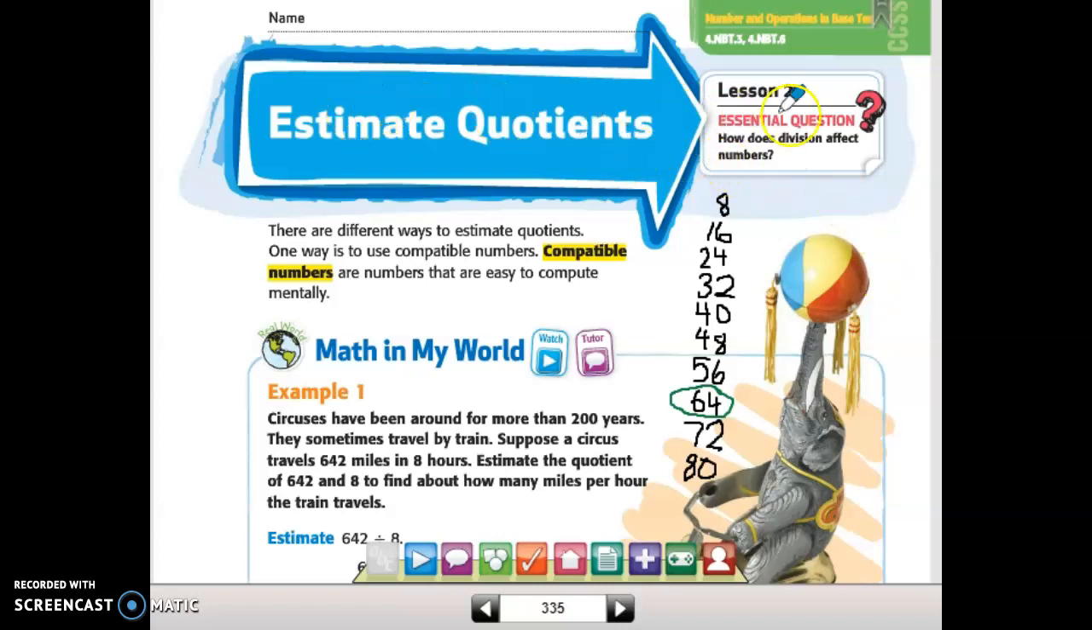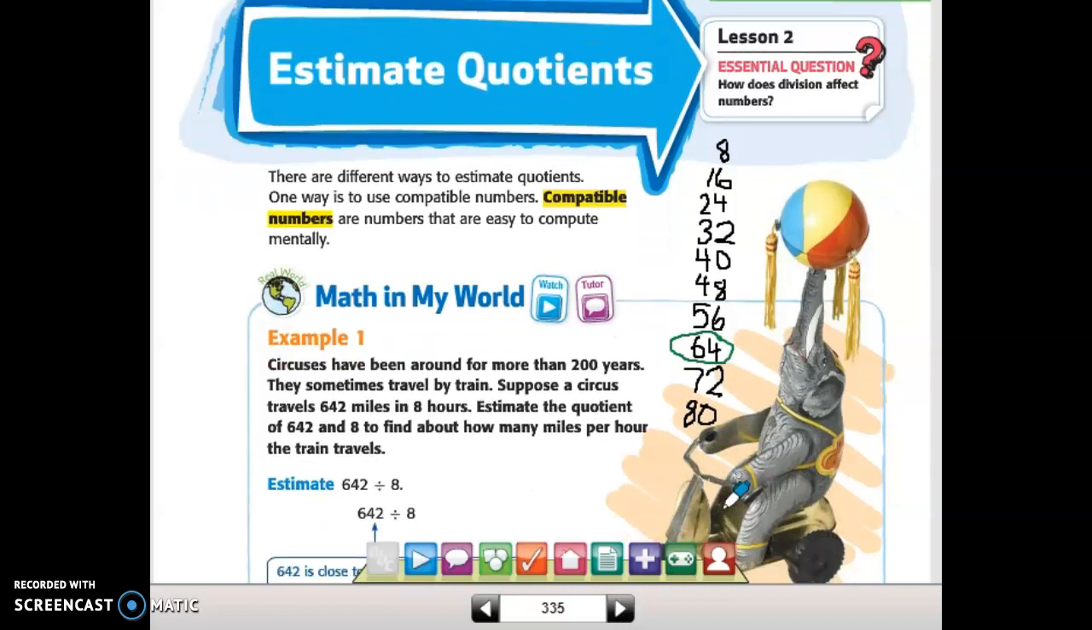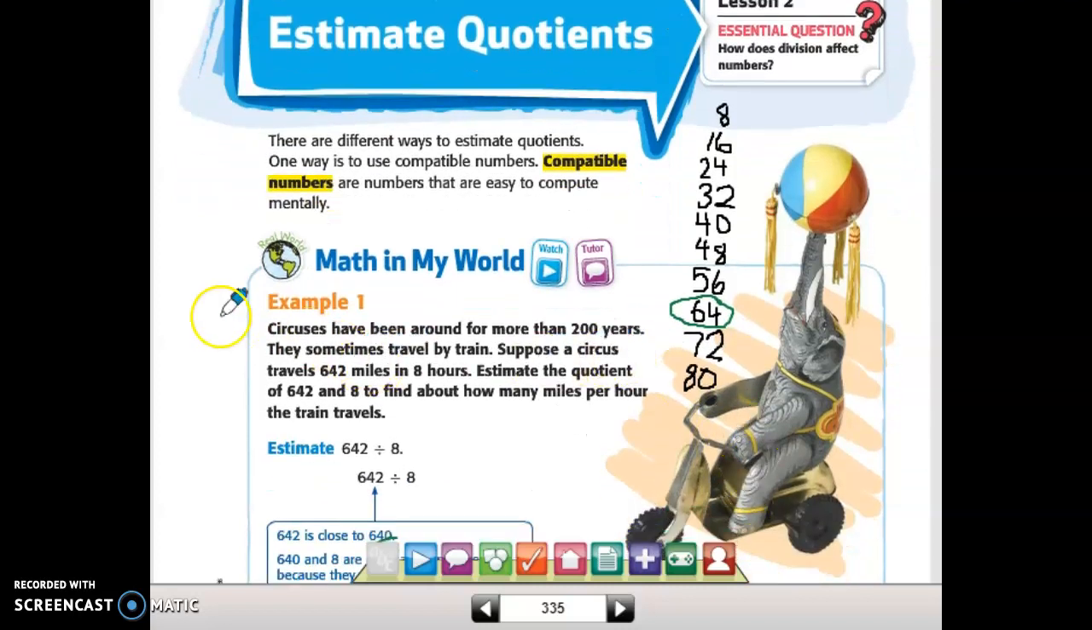And we're on Chapter 6, Lesson 2, our essential question: how does division affect numbers? And we're estimating quotients. There are different ways to estimate quotients. One way is to use compatible numbers. Compatible numbers are numbers that are easy to compute mentally because they are multiples. So I've written out the multiples of 8. Why 8? Because that's what's in our problem.